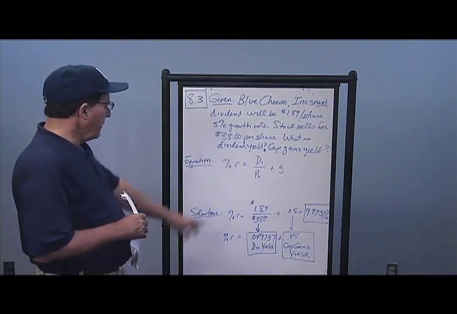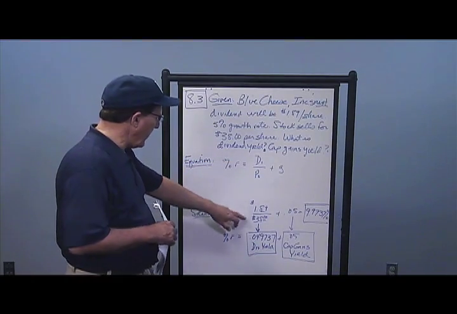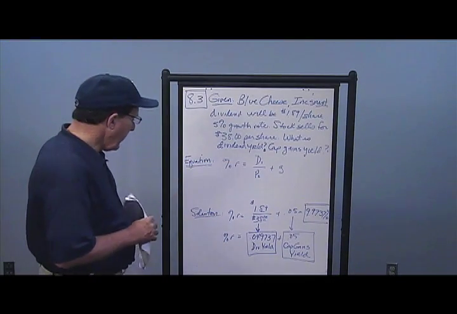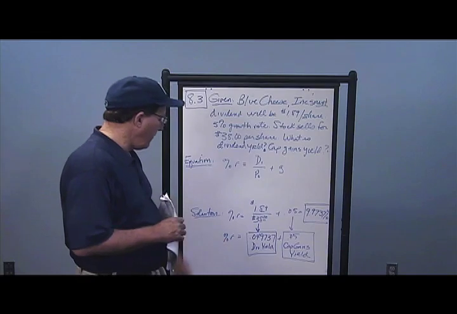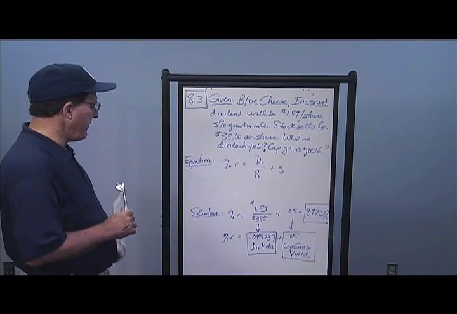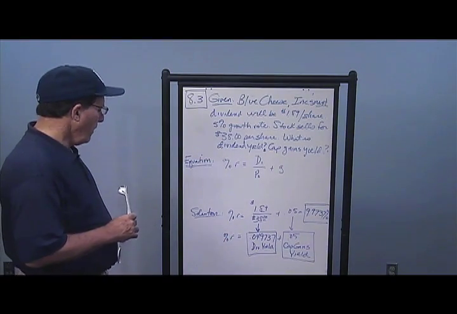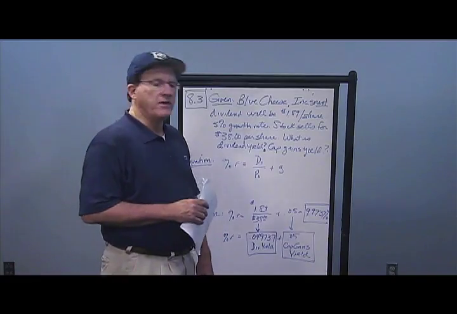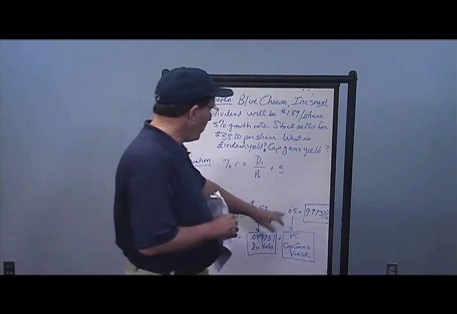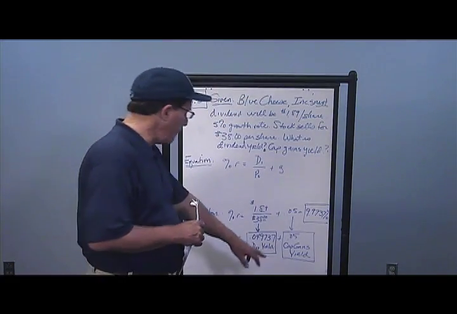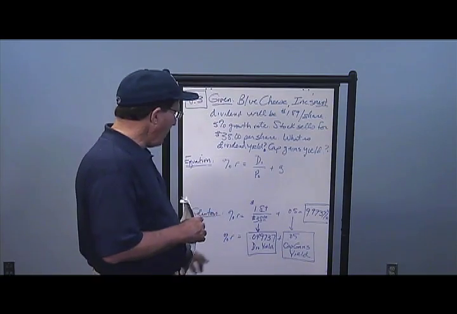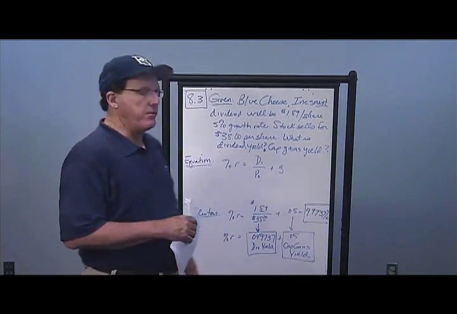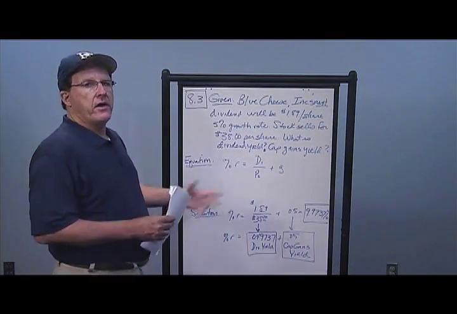So dividend yield is D1 over P0, $1.89 over $38. So I get a dividend yield of 0.049737, or 4.9737%. And for my capital gains yield, it's just my G, 0.05. And those 2 pieces should add up to 9.9737%, and indeed they do. There are your answers to problem number 3.